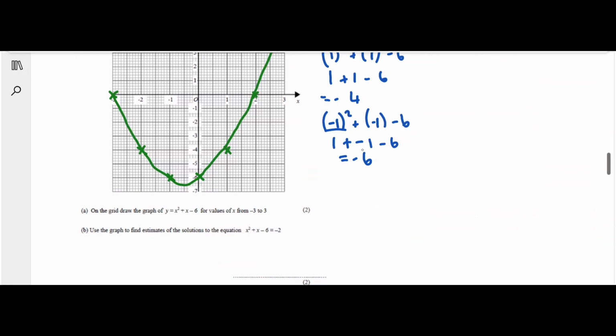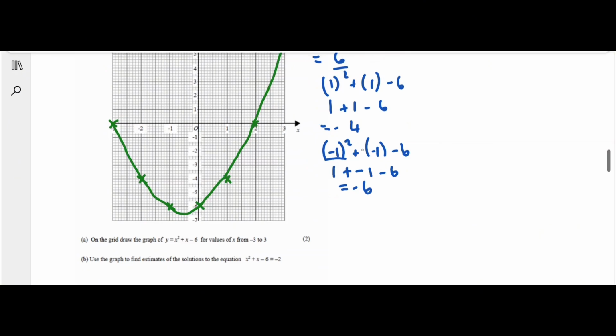Use your graph now to find estimates of the solutions to the equation. So now what we need to look at here, I'm going to write the original equation out again under here. I'm going to write the y where it would be, because it's been replaced. So my original equation was this. Again, I've not drawn that very well, so let's try that again. So we've got x squared add x minus 6 equals negative 2. The original equation was x squared add x minus 6 equals y. So what that is telling me is they want you to find the solution because they've replaced y with negative 2, when y equals negative 2. They want you to find that solution.